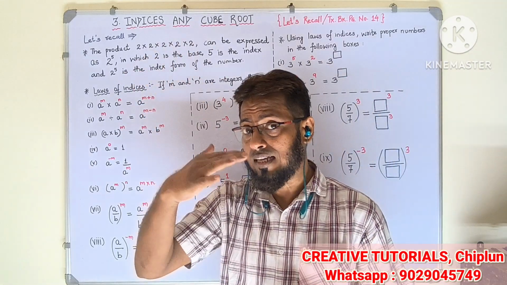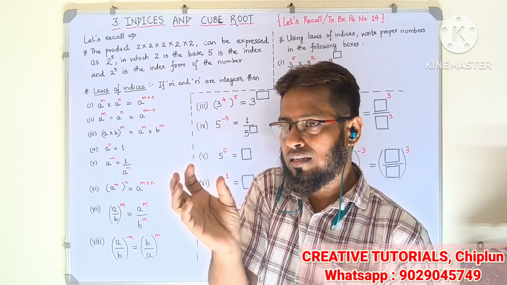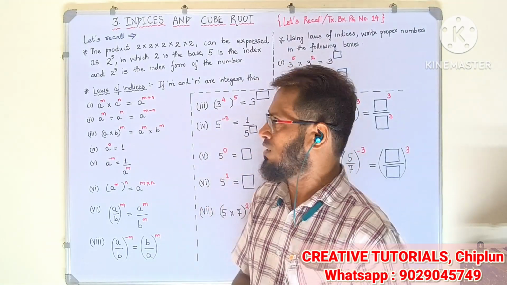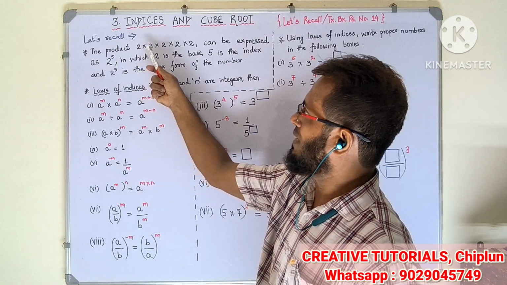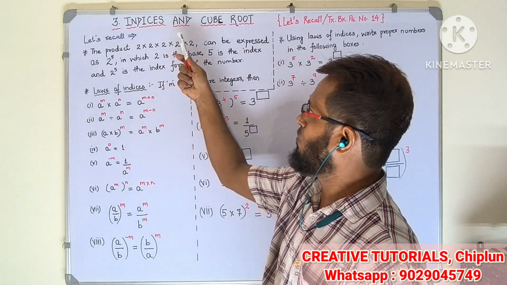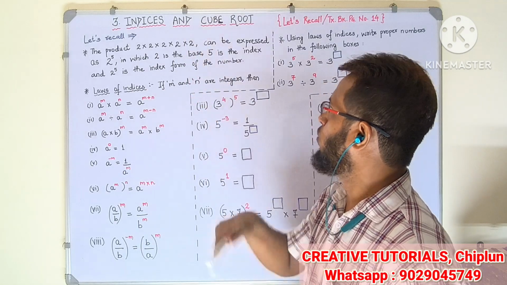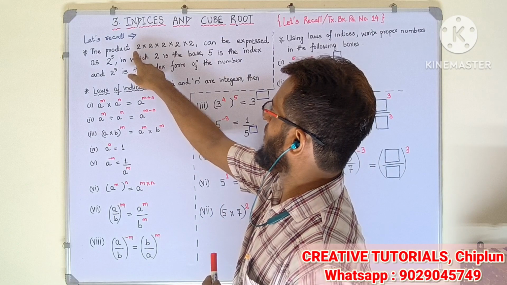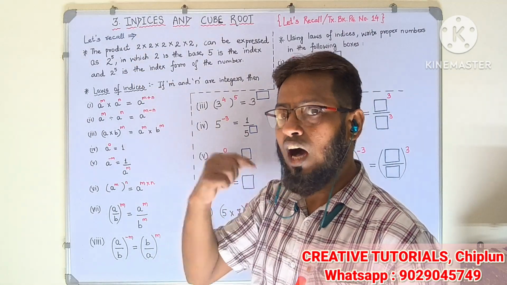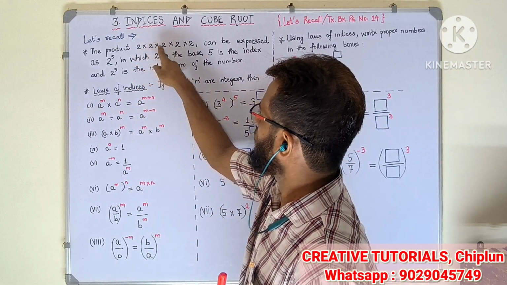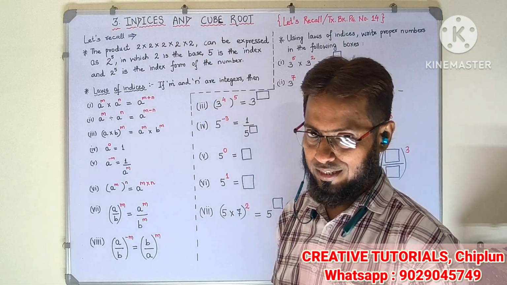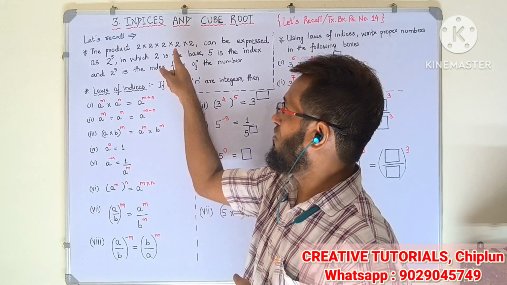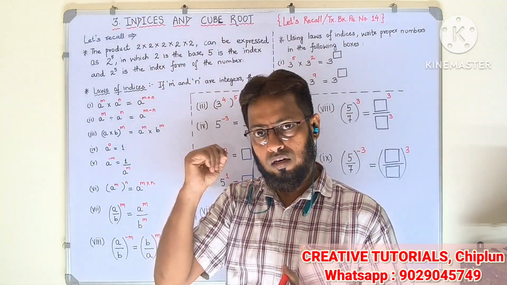From your laws of indices, the first thing we studied in that chapter was that the product of 2 multiplied by 2 multiplied by 2 multiplied by 2 multiplied by 2 can be expressed as 2 raised to 5. Why? Because you can see number 2 is coming how many times? 1, 2, 3, 4, 5. So this 2 is our base and 5 is our index or our power.